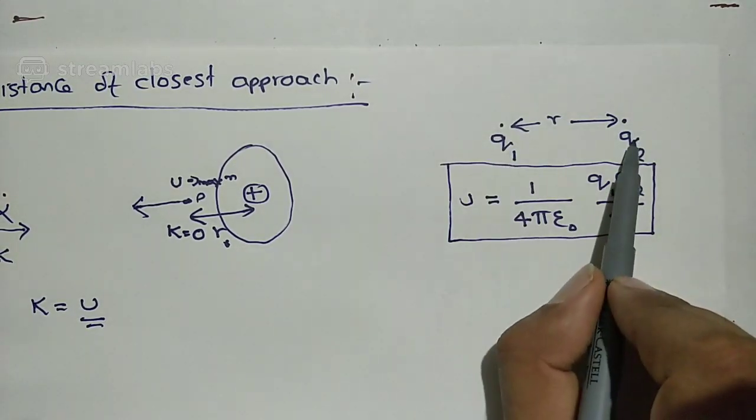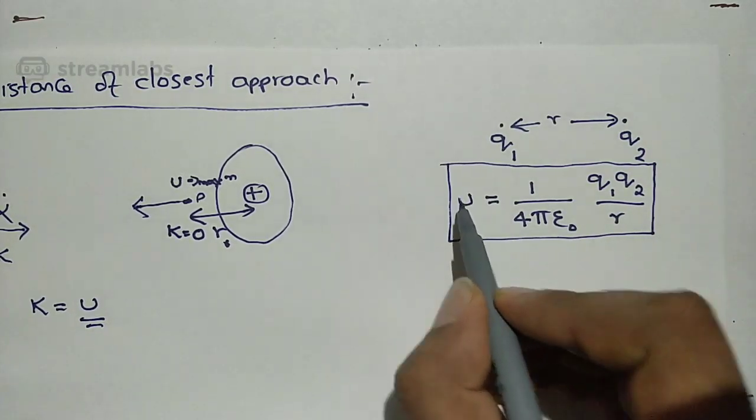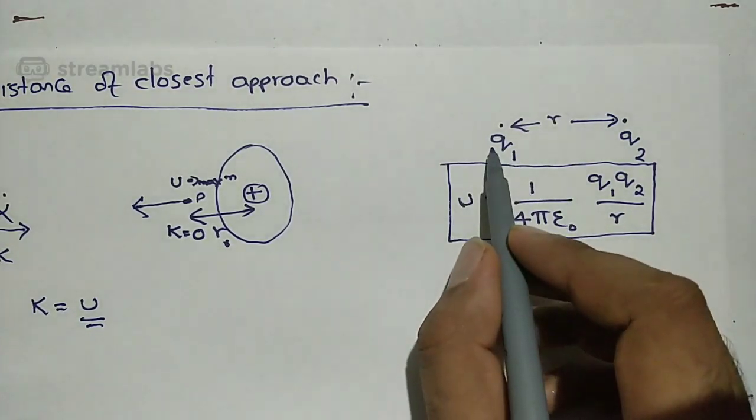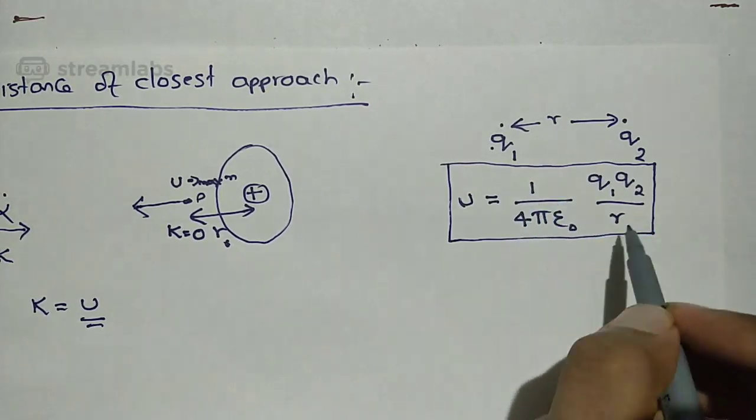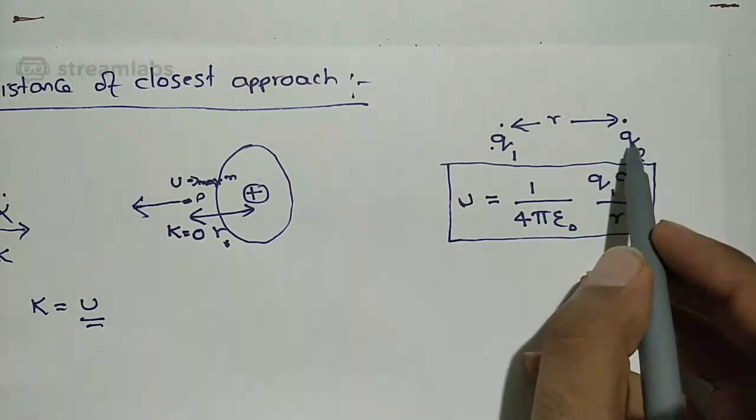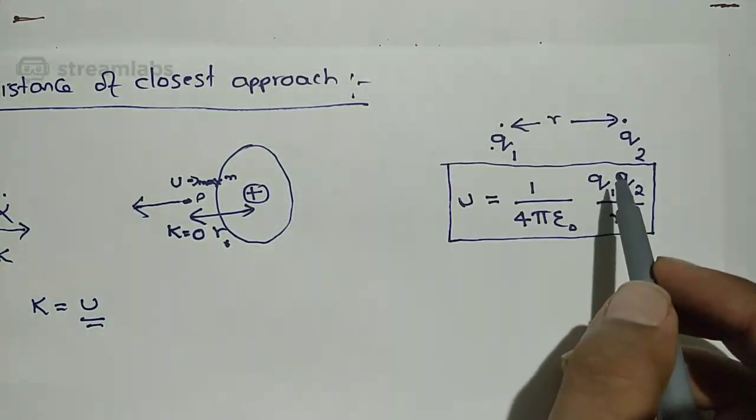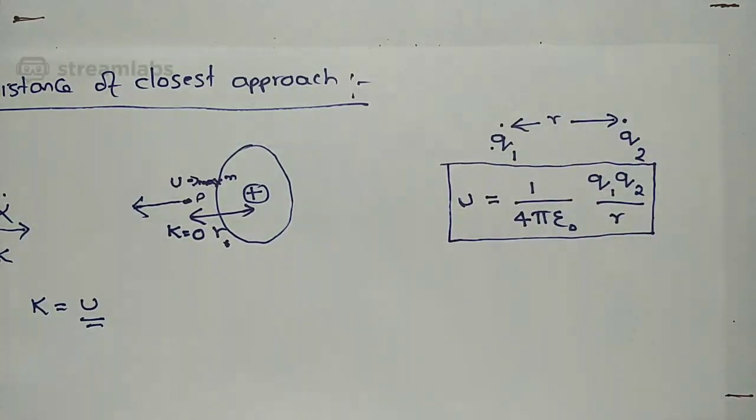Now if Q1 is positive and Q2 is positive, then the potential energy of that system is positive. If Q1 is negative and Q2 is positive, the potential energy of that system is negative. If Q2 is negative and Q1 is positive, again the potential energy is negative. If both are negative, the potential energy is positive.